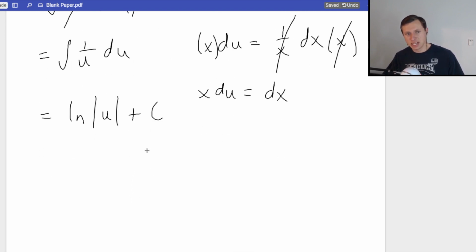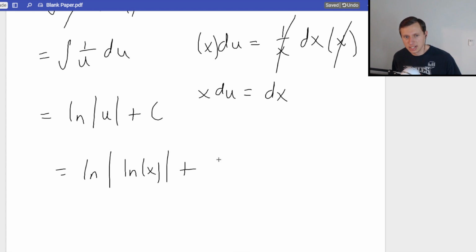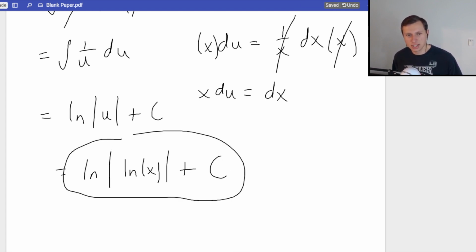Now, the last thing I'm going to say is we need to plug in for u. And we said u was the natural log of x. So does that mean the answer is the natural log of the absolute value of the natural log of x plus c? And the answer to that question is yes. And it looks silly, but this is my favorite integral in the world. And now I get to share it with all of you, which is the true gift of Thanksgiving.